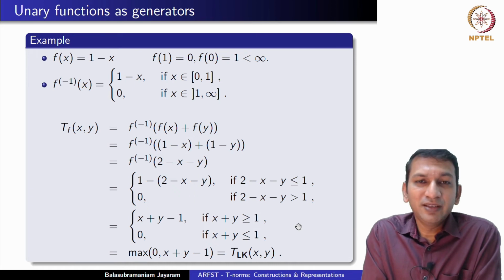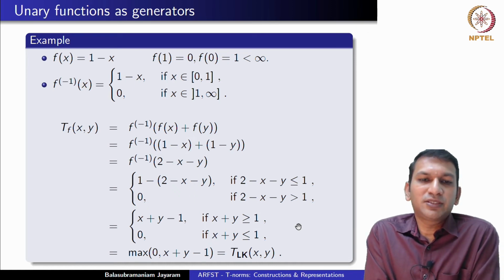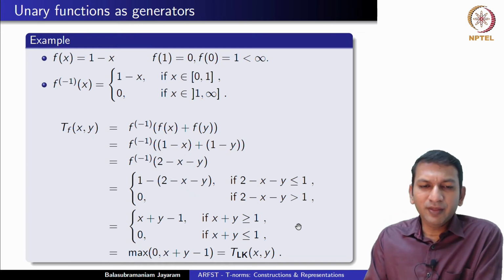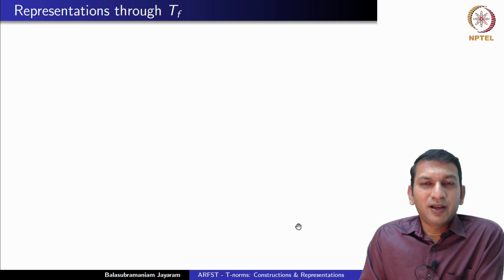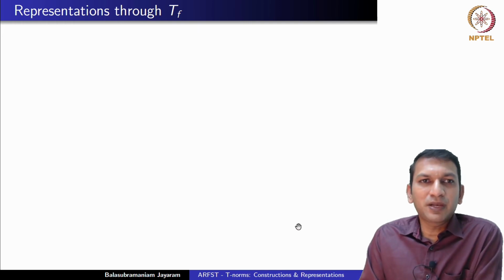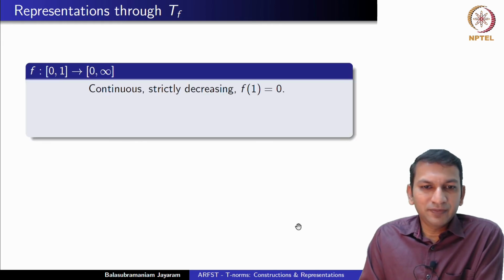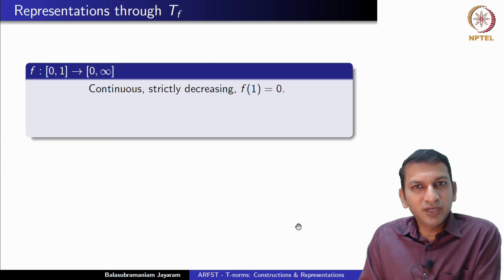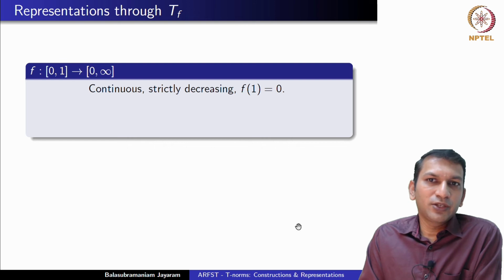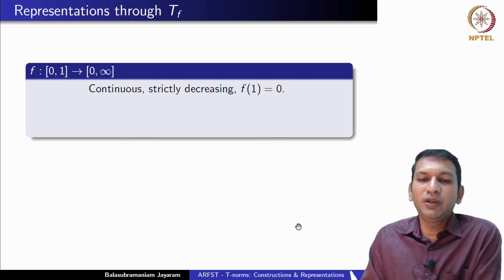So you see here, even through this construction, you are able to get both product and the Lukasiewicz T-norm. Now, through this construction, do we get some interesting representations for some subclasses of T-norms? Look at this. What we have is an f from [0,1] to [0,∞), which is continuous, strictly decreasing, with f(1) = 0. Now we do not talk about whether f(0) is infinity or less than infinity. Let's only talk about what happens to f at 1.